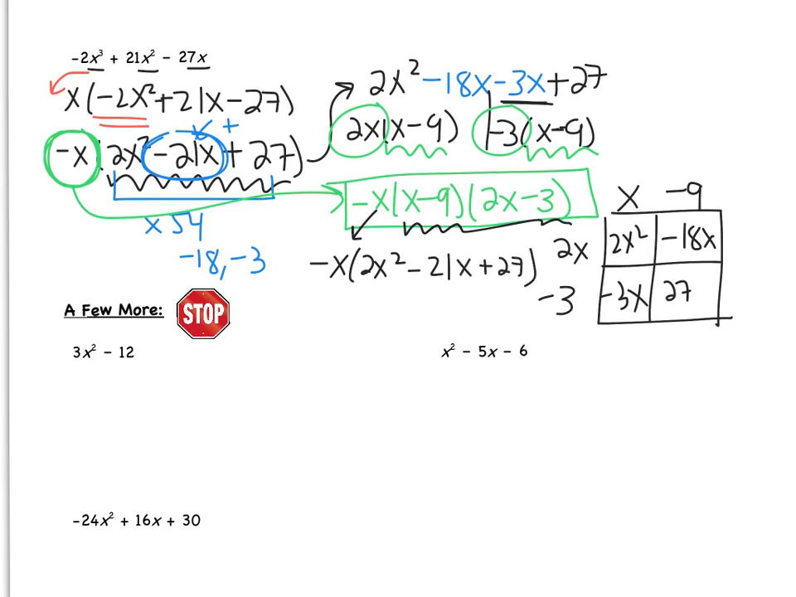If I multiply the negative x in, if I distribute it in, I get negative 2x cubed plus 21x squared minus 27x. Now, this is exactly what we started with. So that proves that we got the right answer.